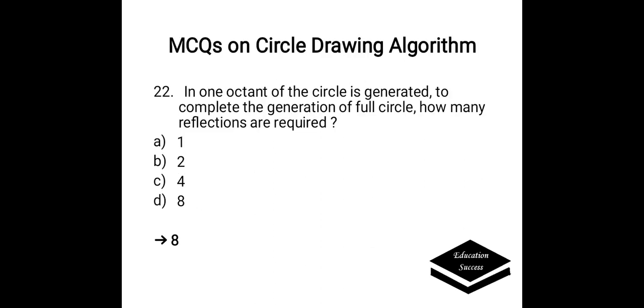If one octant of the circle is generated, to complete the generation of full circle, how many reflections are required? Options are 1, 2, 4, 8. Correct answer is 8. If one octant of the circle is generated, to complete the generation of full circle, we require 8 reflections.